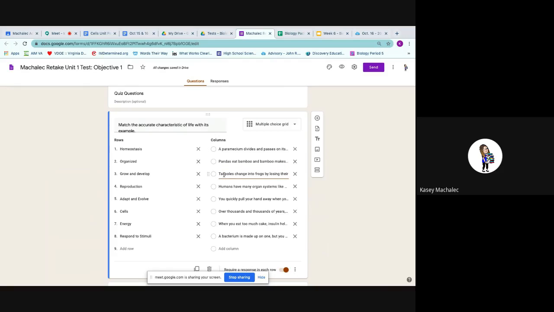The next question says, tadpoles change into frogs by losing their tail. Is this an example of homeostasis, organized, grow and develop, reproduction, adapt and evolve, cells, energy, or respond to stimuli? Again, that's tadpoles changing into their adult frog form by losing their tails.